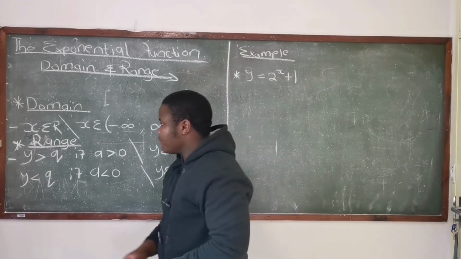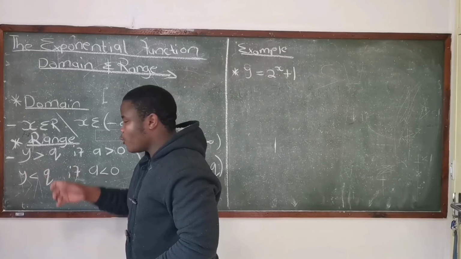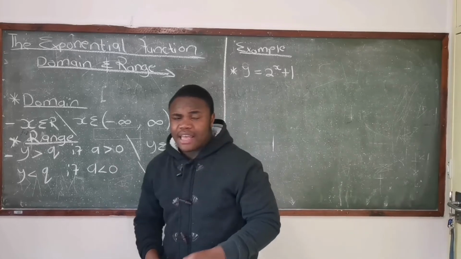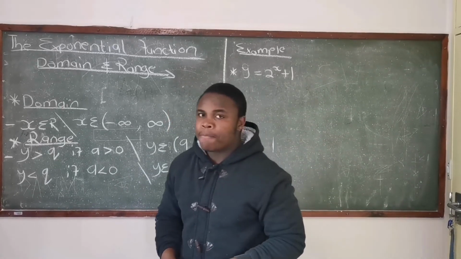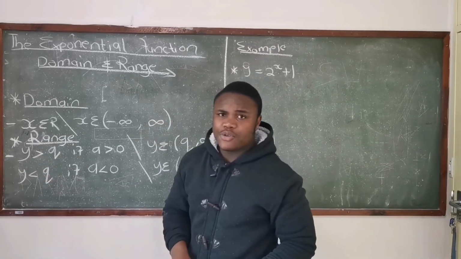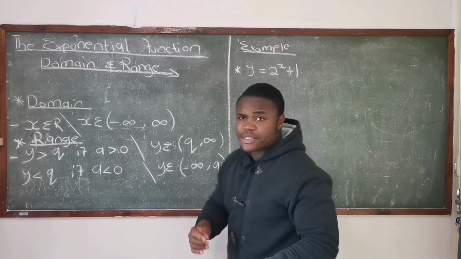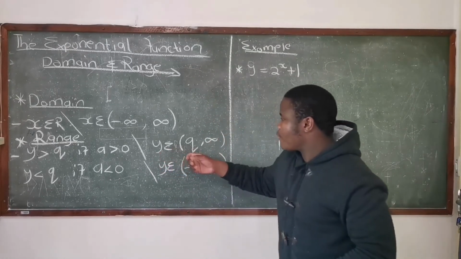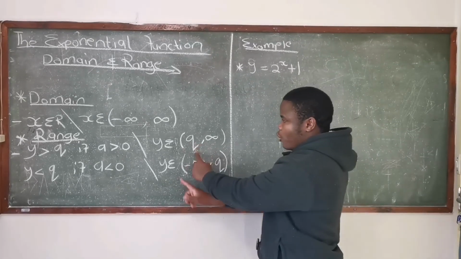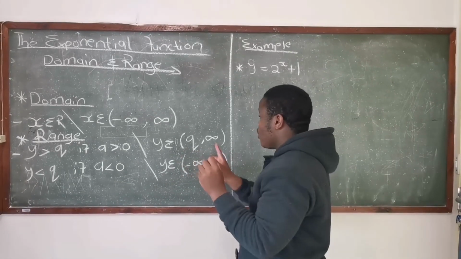So focusing on the range, representing with inequalities, we can say y must be greater than q. But there is a rule after that. If a is greater than 0. Remember, if a is greater than 0, your graph will lie above the asymptote, and asymptote is q. So y must be greater than the asymptote, greater than q. That is your range for this graph, if a is greater than 0. And you can also represent it in the interval method. Y is an element of q to positive infinity, using those brackets because the graph does not touch q, so q is excluded. So the graph starts just above q to infinity.